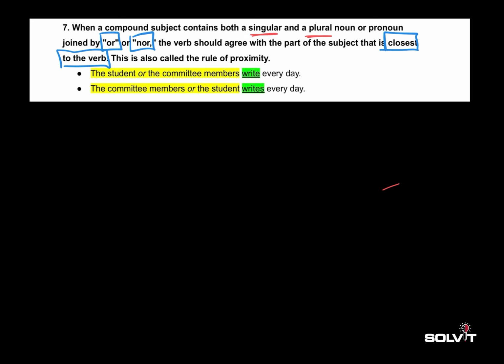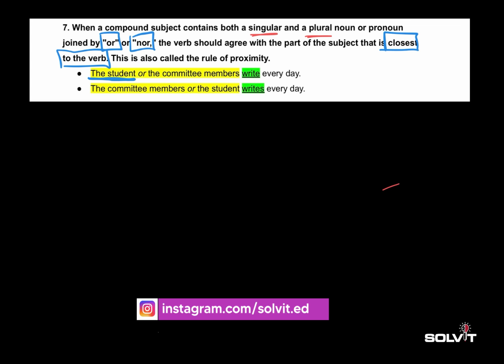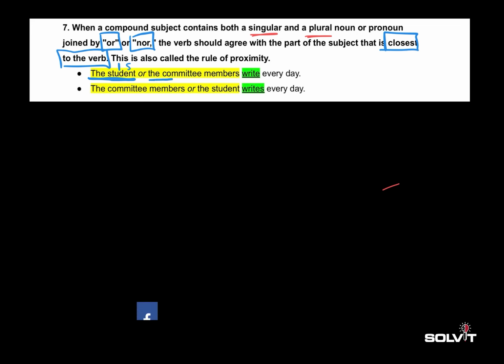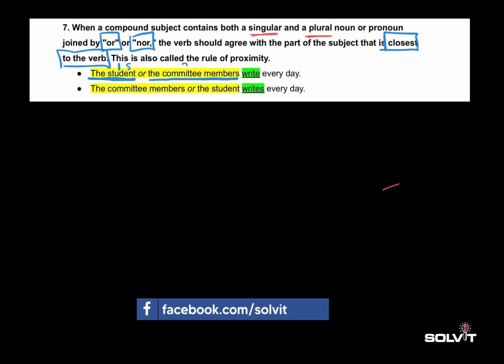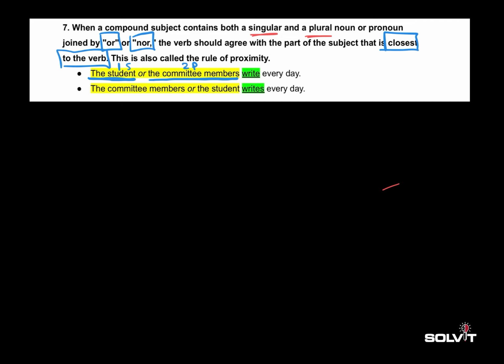Okay, so let's see. We have two subjects in the first sentence here. The student or the committee members write every day. So the student is our first, and it is singular, okay, because we're talking about one student. Our second subject is the committee members. So this is number two, but this is plural, okay? So now we're in a fix because our first subject is singular, but our second subject is plural. Now what do we do?